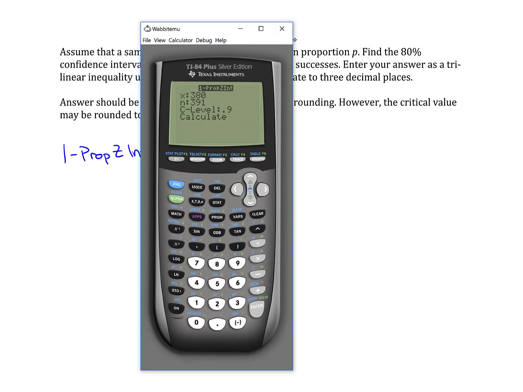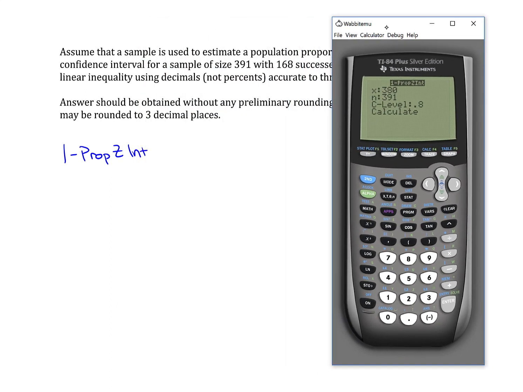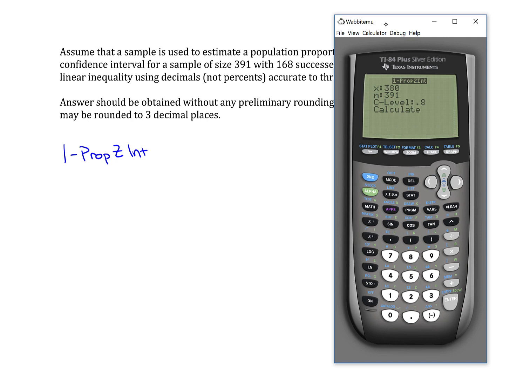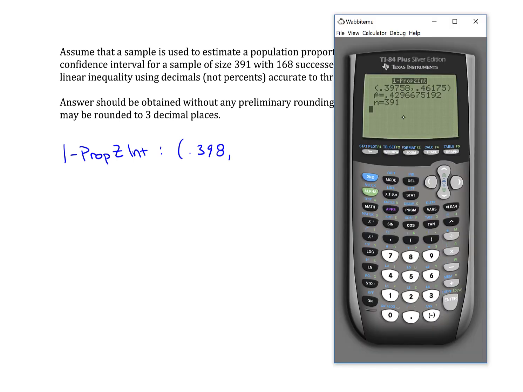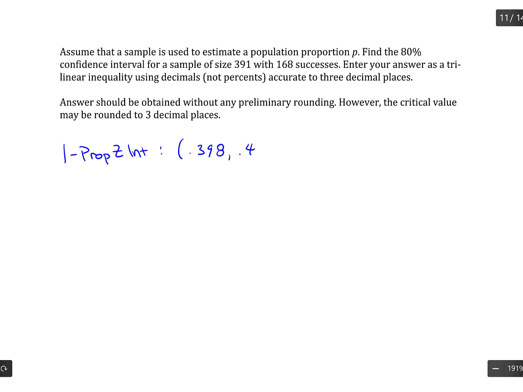It needs a sample size, n, so that's usually pretty easy to see, 391. It needs the level of confidence that you want to use, so it says find the 80% confidence interval, so that would be 0.8. And x. X is the number of items that favor your event, so the number of successes that occur here. So 168 is the number of successes in this sample. Now, once you have that, the calculator takes care of everything for you, and it comes up with your confidence interval, which is 0.398, and the other endpoint is 0.462.